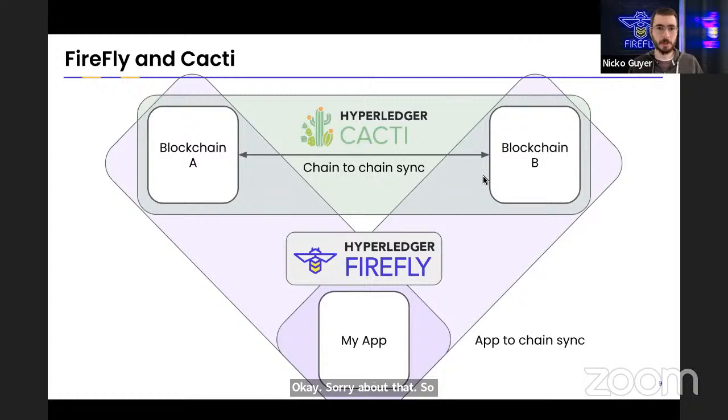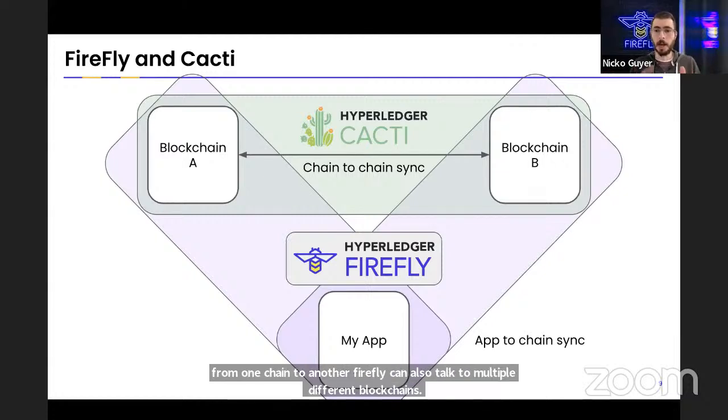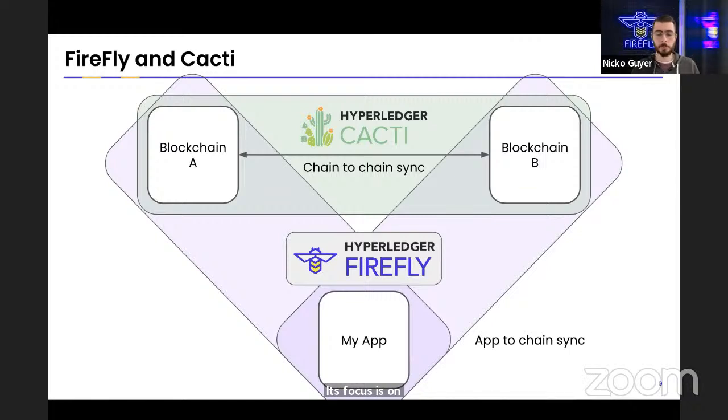So how does all this fit together with Cacti and Firefly? Cacti and Weaver, as we've seen, are focused on chain-to-chain sync, and there's some awesome stuff going on there. So I can sync state or value or data from one chain to another. Firefly can also talk to multiple different blockchains. Its focus is on application to blockchain sync. So my application can use Firefly. Firefly can talk to multiple chains. It can submit transactions on both chains. It can index events on both chains. And it allows my application at an application layer to work across different chains.